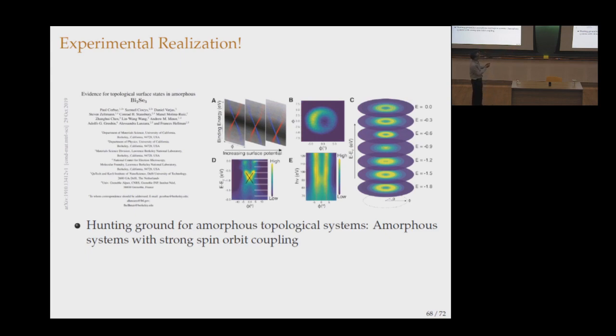So this is a paper that appeared last month. What they do is they take completely amorphous bismuth selenide, and they actually do RPES. This is something that I haven't fully understood, how exactly that's done because it's an amorphous system, but it's there, and there's a long method section in the paper which I haven't completely worked out. But the point is, they actually see Dirac cones on the surface of an amorphous system, right? So this is kind of proof that it is topological, right?